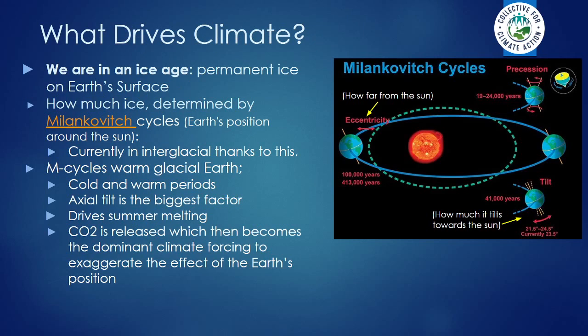So to start off with, what drives climate is actually something called Milankovitch cycles. We're in an ice age at the moment, and that just means that we've got permanent ice on the Earth's surface year round. Milankovitch cycles basically describe the position that the Earth has when it's orbiting around the Sun. There's three parts to it. There's the eccentricity, which is basically the oval shape of our orbit going around the Sun, so our distance from the Sun as we orbit it. There's precession, which is us moving like a spinning top as we spin on our axis as we go around the Sun. But the most important one is the axial tilt.